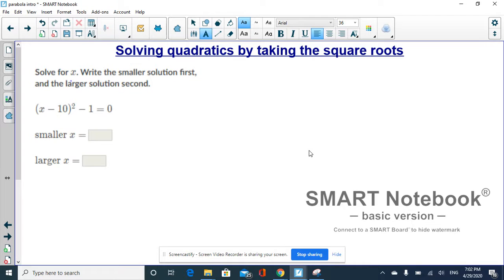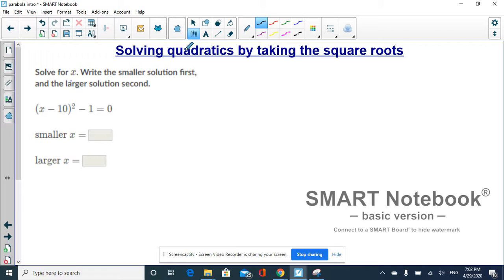Good morning. Our lesson today is solving quadratics by taking the square roots. And it is not a new lesson. We studied this lesson before at school and we just review it. Okay. In this lesson, we will solve three examples. They will be the same as in your assignments on Khan Academy. Okay, so pay attention to these examples.